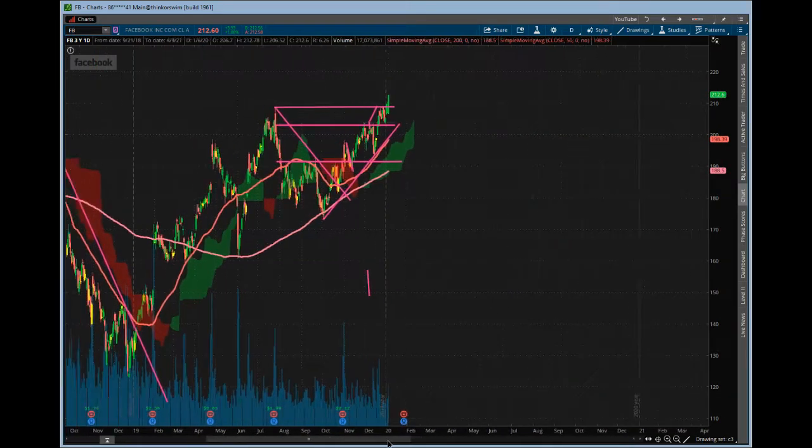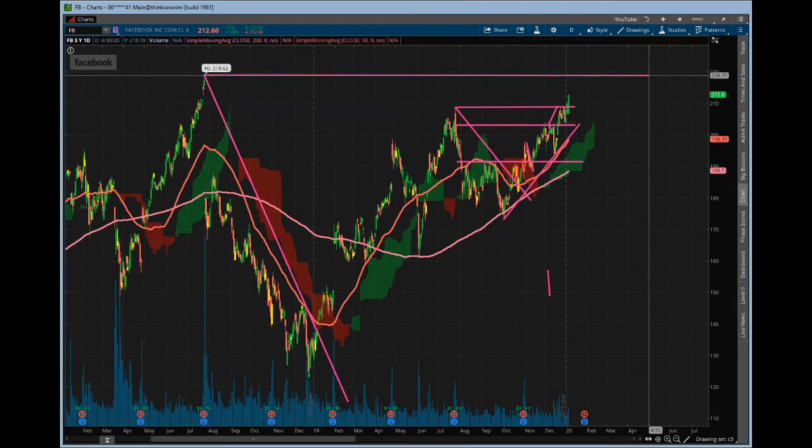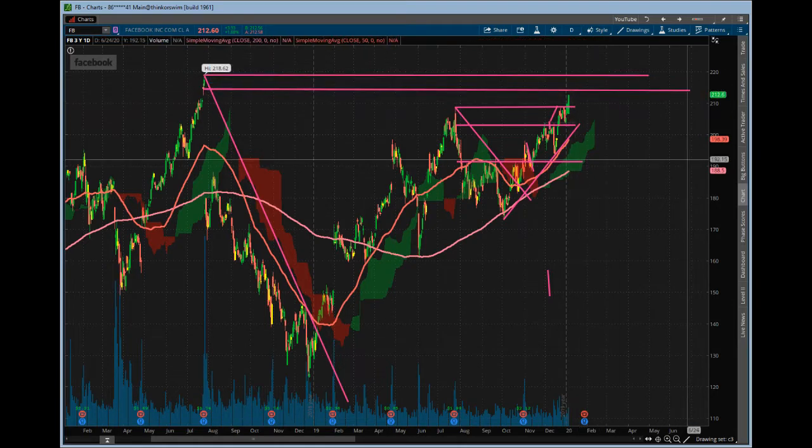If we zoom out a little bit, we can see that we're approaching the all-time highs. That's kind of the next level up. You've got an open gap right here, so that could be the next target. Over that, then we can see all-time highs. Then we have earnings coming up this month, at the end of the month. So it could be interesting.